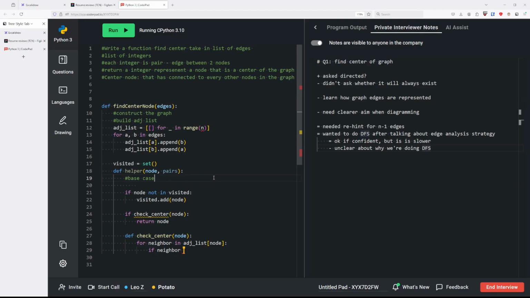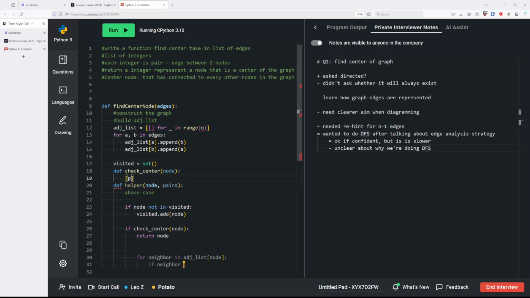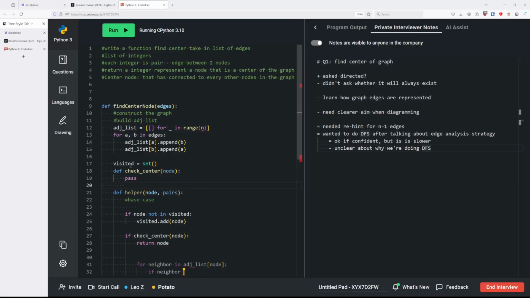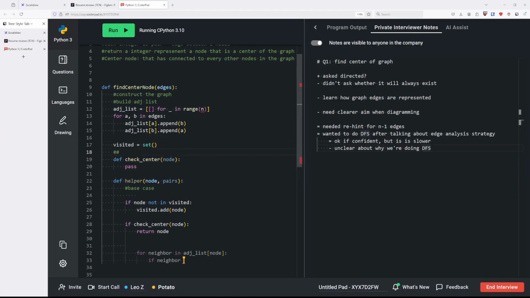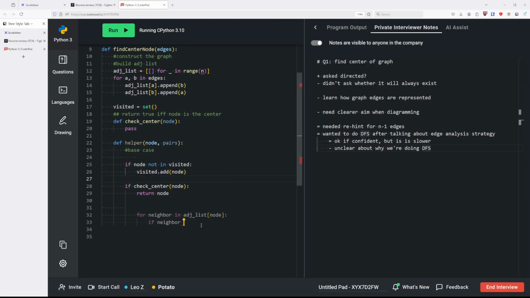Okay. We want to traverse until we find the center. So now that we know that, let's sketch this out. We assume that check center works. I'll draw some notes. So what are we doing here? If this check passes, that means we found the center.